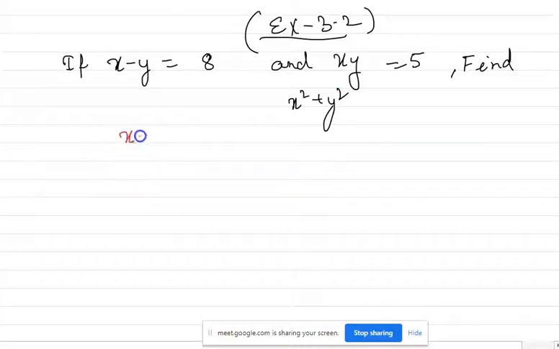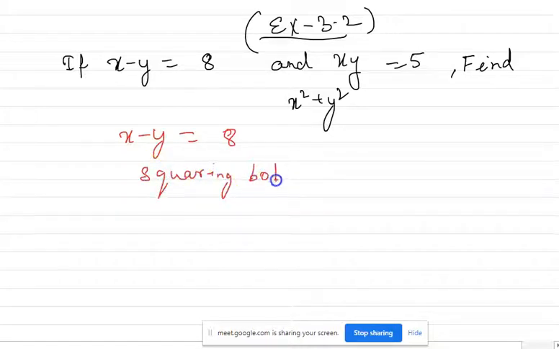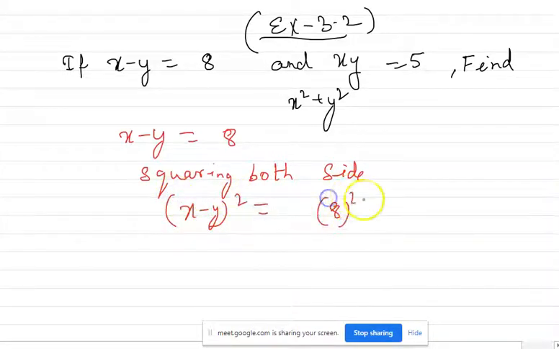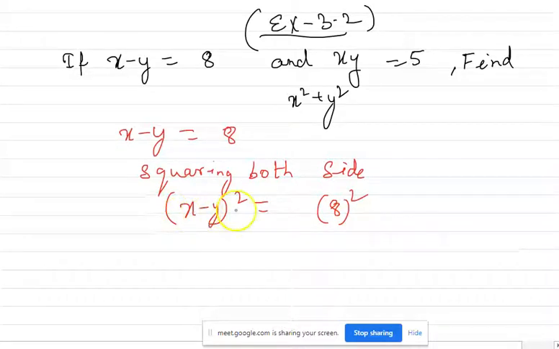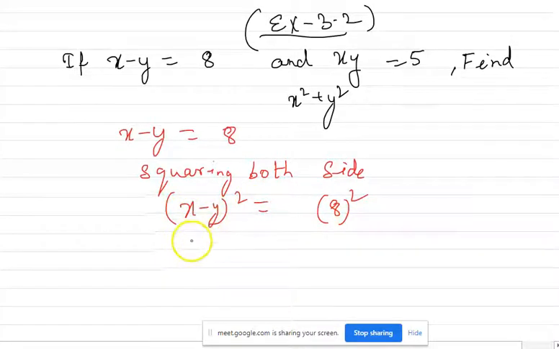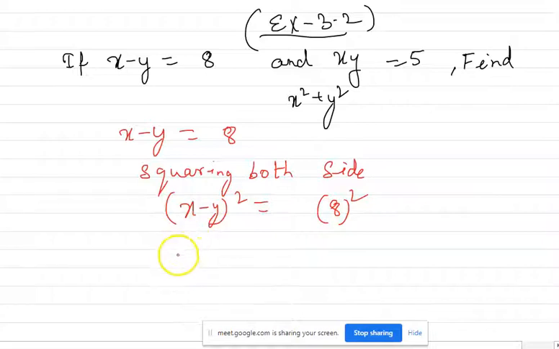So I'll do x minus y, given, is equal to 8. Are you getting? Now I will do squaring both sides. Squaring both sides. Alright, so it will be x minus y whole square is equal to 8 whole square. So x minus y whole square means what? What is the formula?